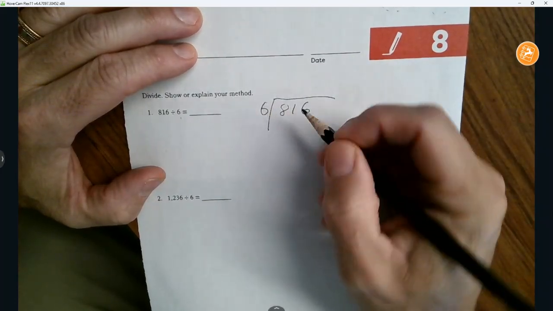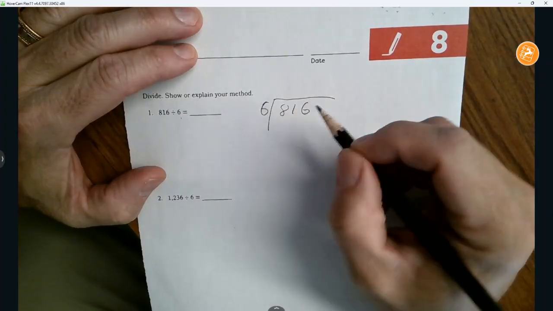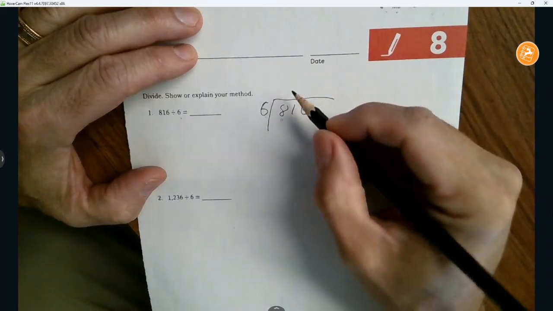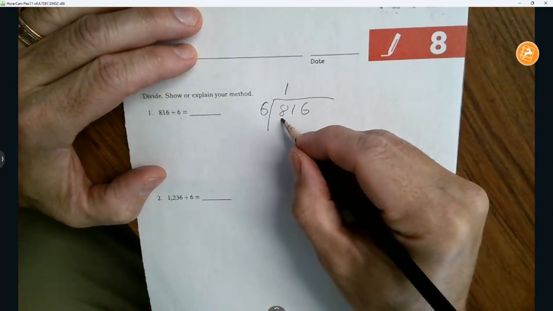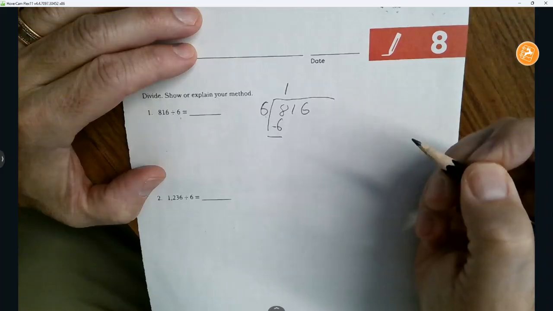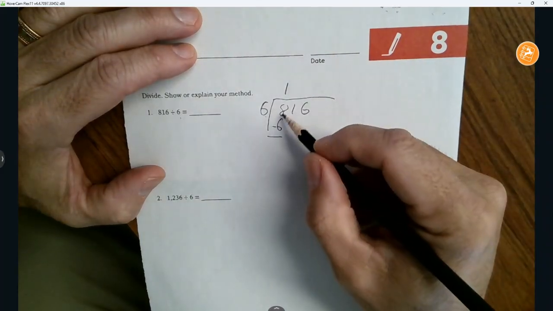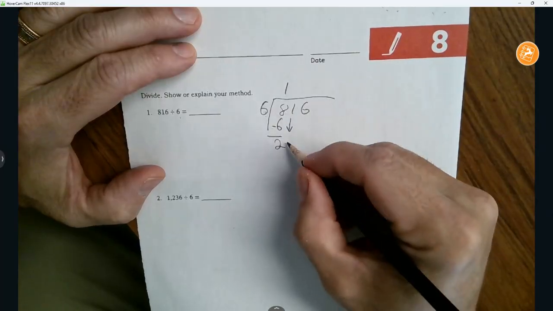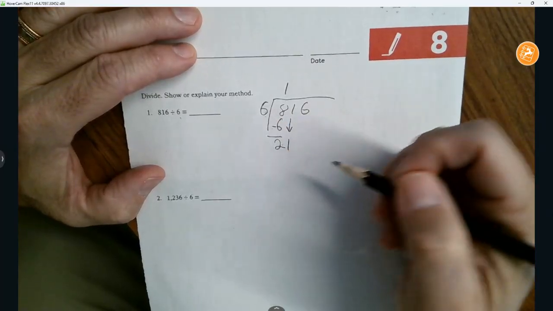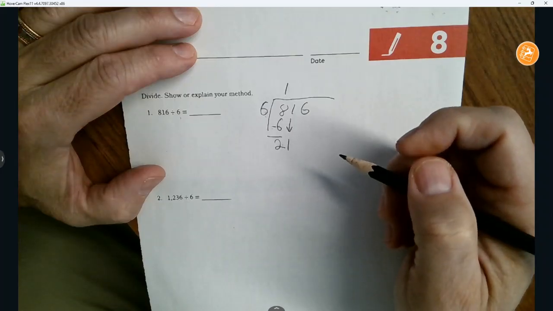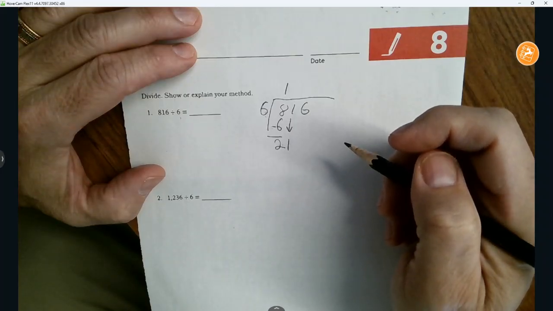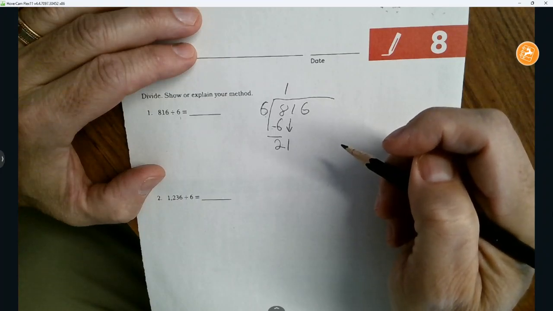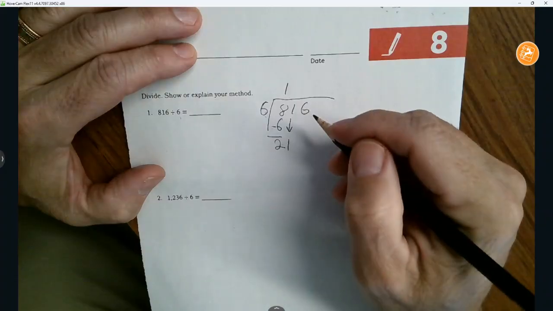816 divided by 6. So, how many times can 6 hide inside of 8? It can only go in there one time. Okay, so now 8 minus 6 is 2. 6 can't go in 2, so let's bring down that 1. So now we have 6 going into 21. How many times can 6 go into 21? 6 times what equals 21? Can we do that? No, we can't.